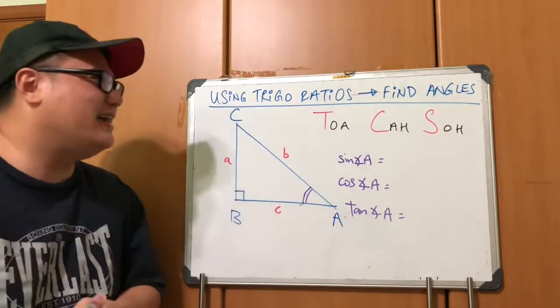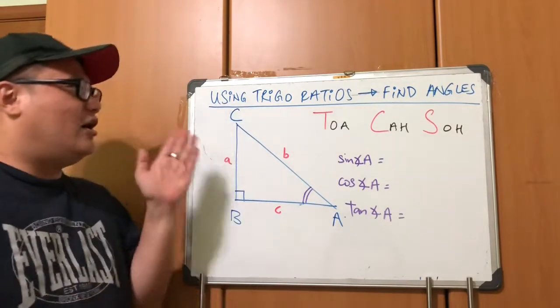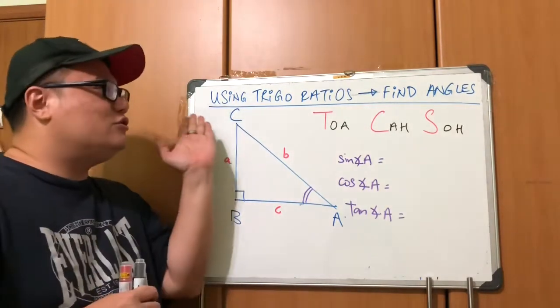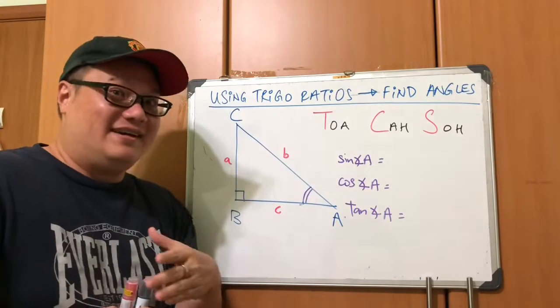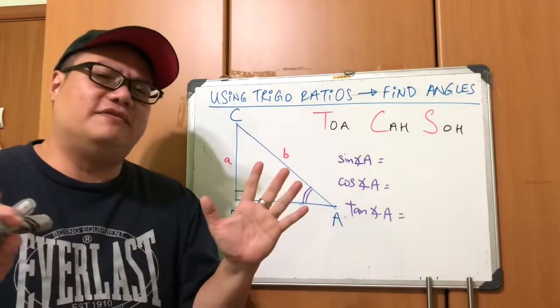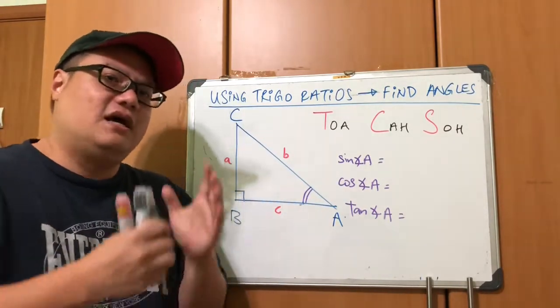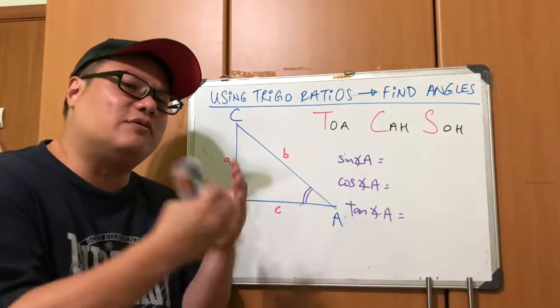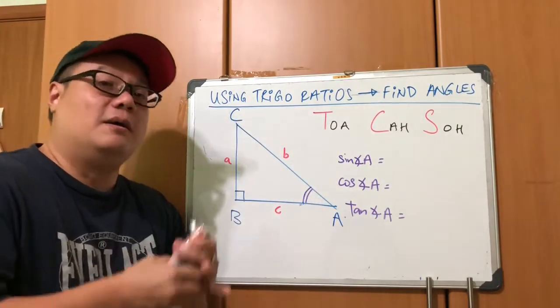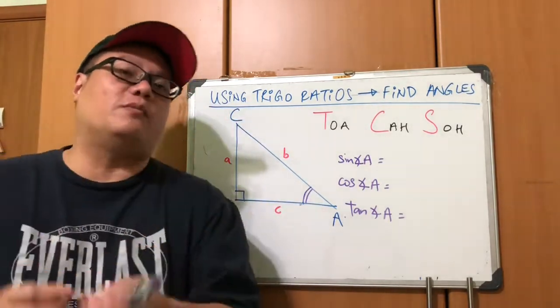For today's lesson, I'll be sharing with you how to use Trigo ratios to find angles. I'll share the steps with you. Not a difficult lesson, very easy to master. I'll use examples to help you understand how to apply Trigo ratios to find angles. But before we do that, let's just recap what we have learned so far.